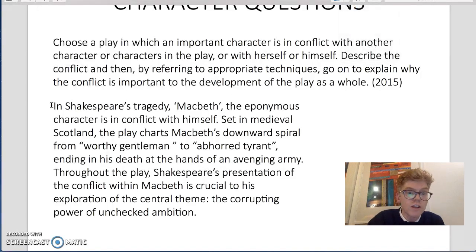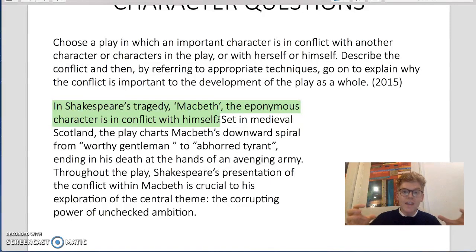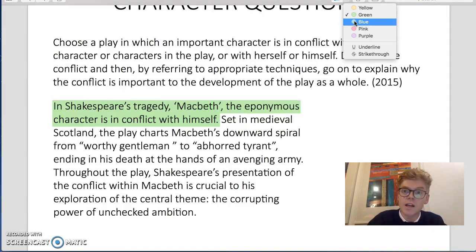In Shakespeare's tragedy Macbeth, the eponymous character, there it is, that phrase again, is in conflict with himself. So we've got the title, we've got the author, and we've also got a sense of engagement with that first sentence. So the question asks about an important character in conflict with other characters or with himself. Well, we've answered who the character is, it's Macbeth, and then what is the nature of the conflict? We're going to argue that he is primarily in conflict with himself. So we're set up to answer the question.